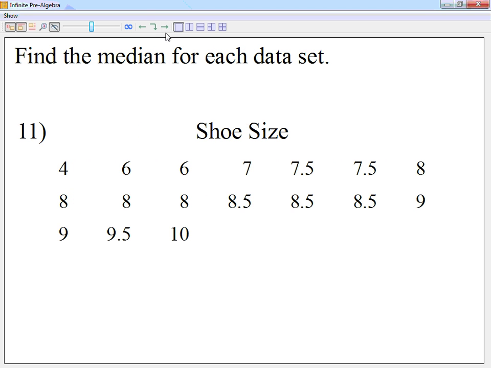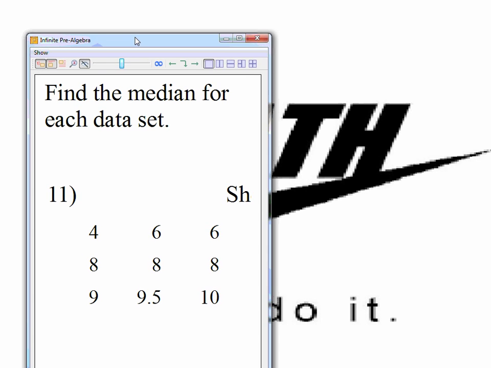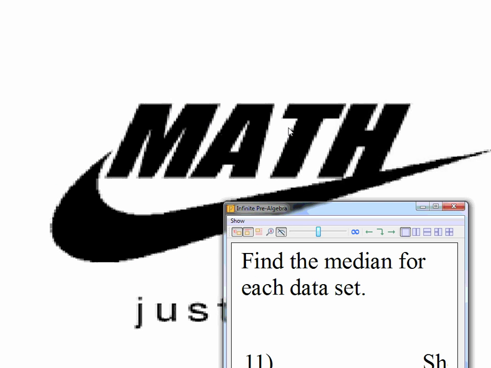All right, now for the median, looking at question number 11, find the median. I'm looking for the number in the middle. So what I'm going to do... all right, I guess this thing has a mind of its own today.